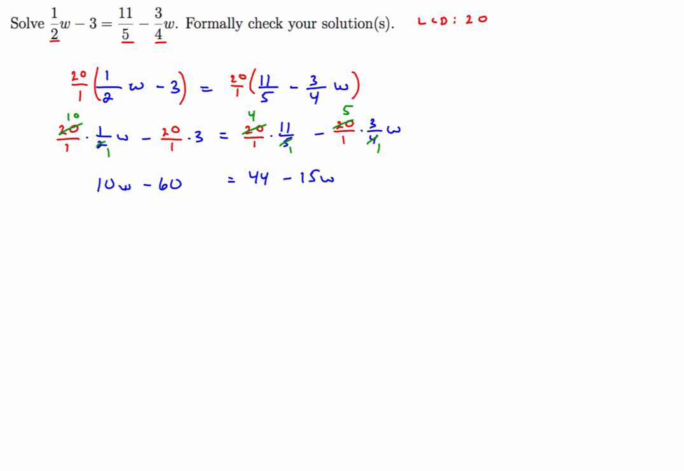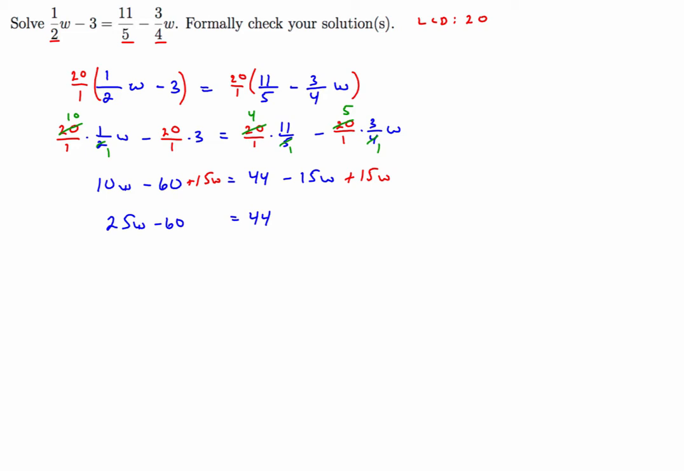Now that we have cleared the fractions and both sides are completely simplified as much as possible, we will isolate the variable term. To begin, I will add 15w to both sides of the equation to cancel out the minus 15w on the right side. Combining like terms, on the left, 10w minus 60 plus 15w is 25w minus 60. On the right side of the equation, 44 minus 15w plus 15w leaves us with 44.